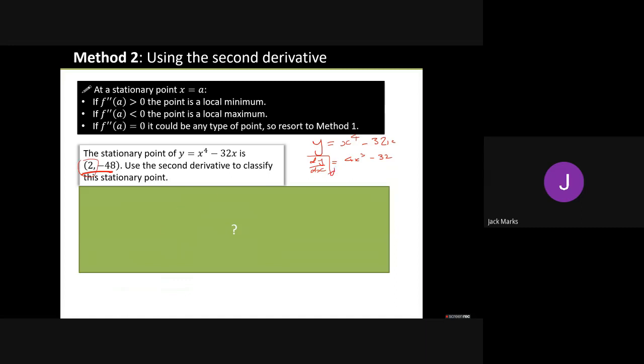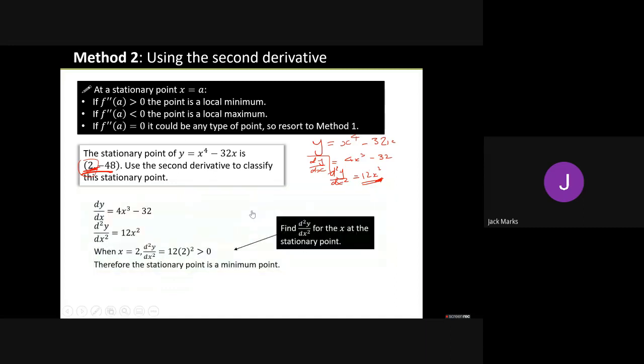Second derivative, though, we haven't done that. So differentiate again. What do you get? 12x squared only, okay? Now, when we put 2 into 12x squared, what do we get? Well, 2 squared is 4. 12 times 4, I'm going to get 48, okay? 48 is clearly greater than 0.